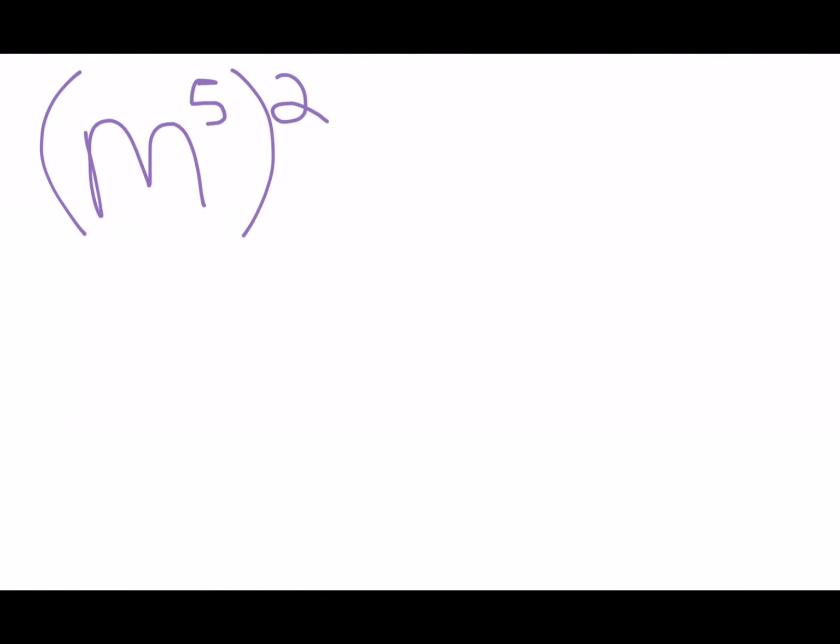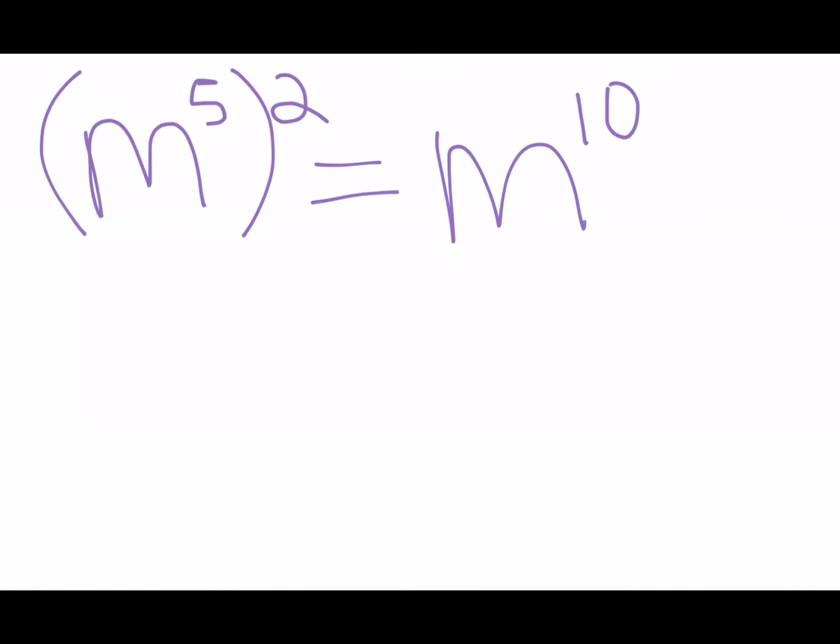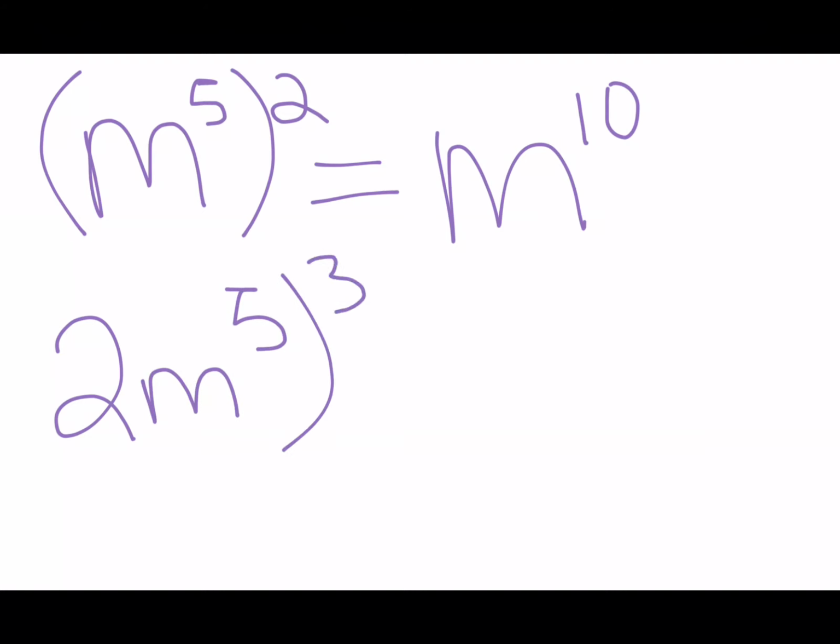So what do you think you get here? Pause it and then check your work. You should get m to the 10th, 5 times 2. Let's try another example. Say we have 2m to the 5th, all raised to the 3rd power. Well, we have two different factors inside. We have 2 and m. So we have 2 to the 3rd power, and we have m to the 5th to the 3rd power.